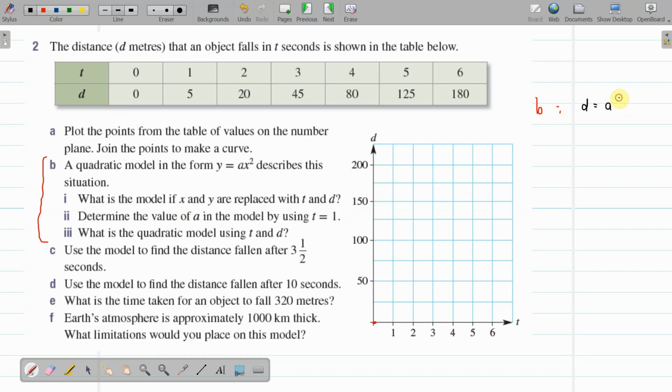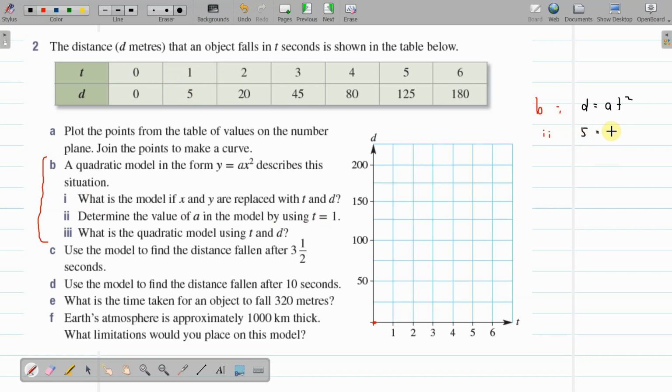X is replaced with T squared. There's that one. That's part 1. Part 2. Value of A using T equals 1. T equals 1, D equals 5.